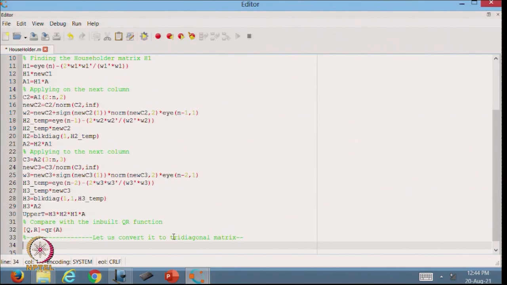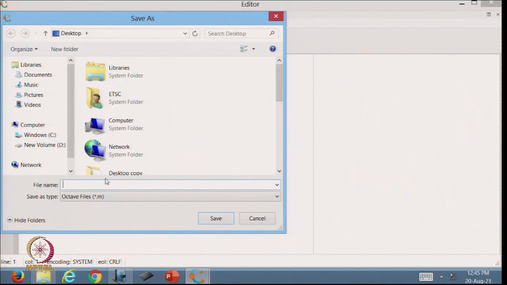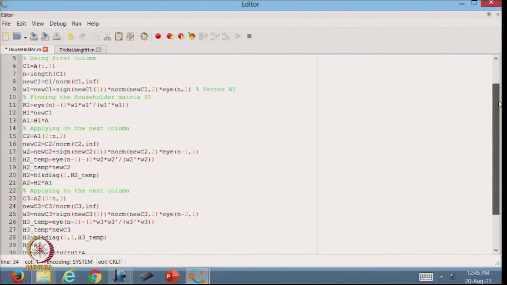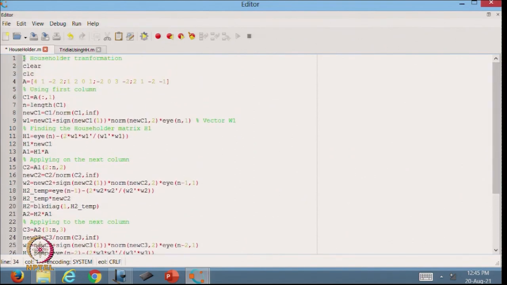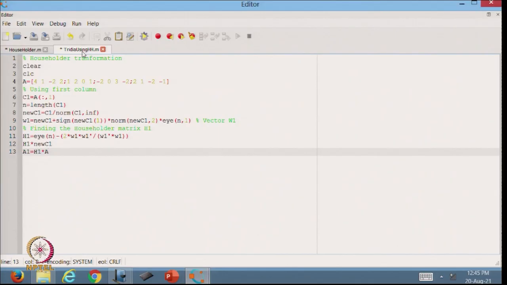In this case we can apply the same matrix. Maybe I can write another one, and let us call it tridiagonal form using Householder. I just write it and save it. What I am going to do is copy this matrix, control C, and put it here, control V. So, this is okay.